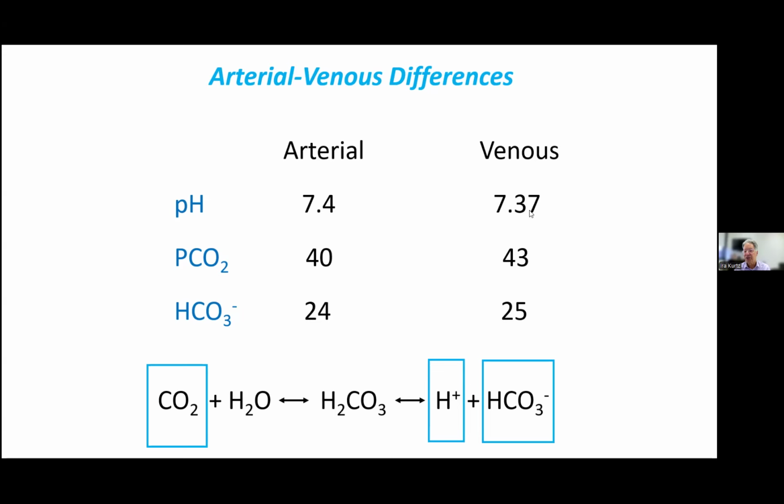The pH is a little bit lower, and the PCO2 is higher because of the addition of carbon dioxide to the blood. So basically, we always have a respiratory acidosis on the venous side. You can think of it like that. Then when the blood gets back to the lungs, the carbon dioxide is excreted and the reaction is shifted from right to left. So the bicarbonate drops, the pH gets a little bit higher, and the PCO2 drops to what it is in arterial blood. That's why the vein and the artery are different.